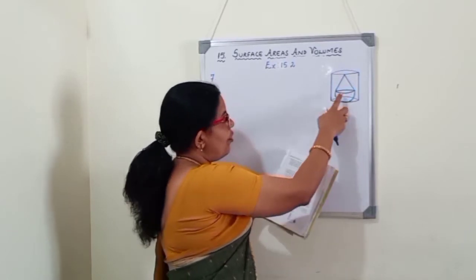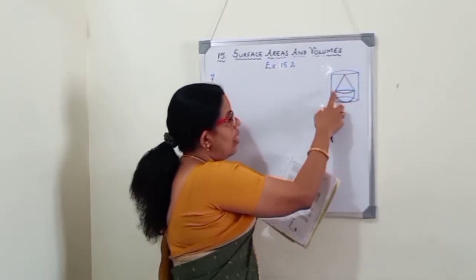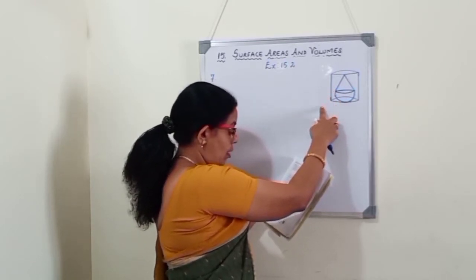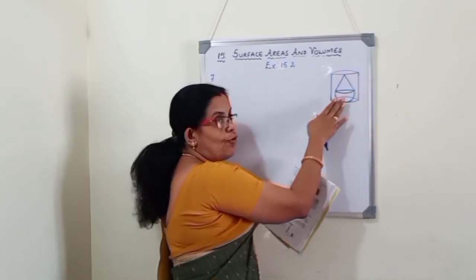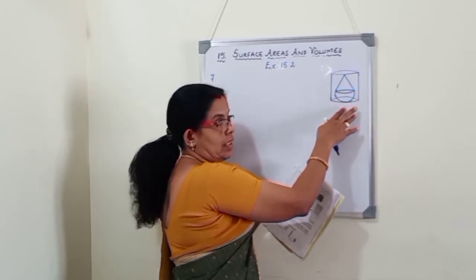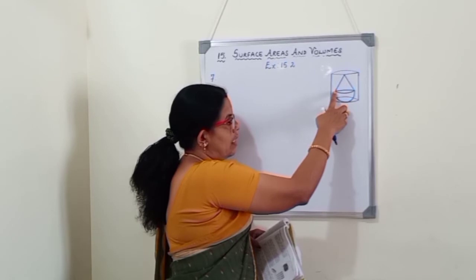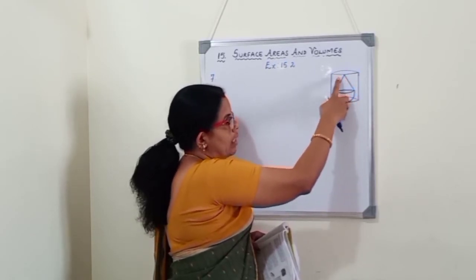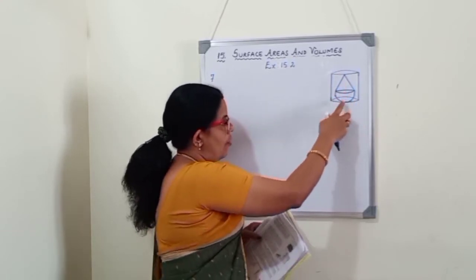And we wanted to find, when we keep the solid inside the cylinder full of water, how much water volume will be left in the cylinder. So, our cylinder is full of water. When we keep this inside, how much water will be left inside the cylinder? To find how much water is left, we have to find the volume of the cylinder, that is the volume of water inside the cylinder, minus the volume of the solid.